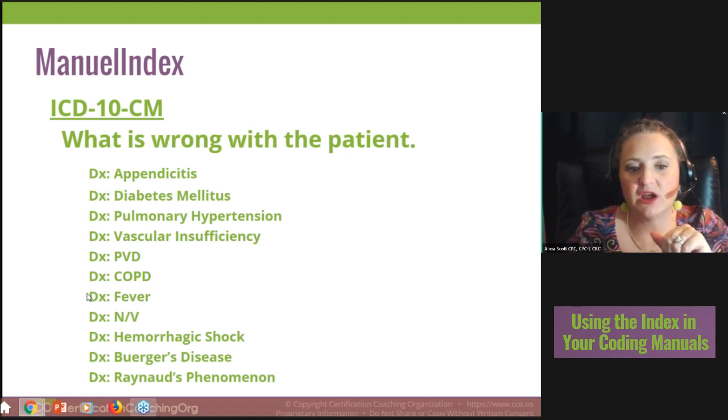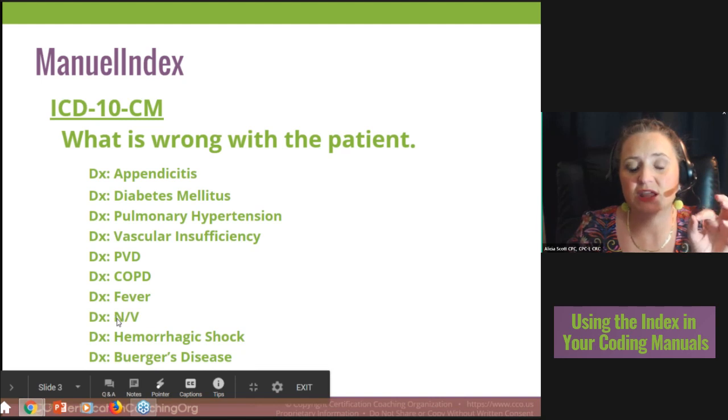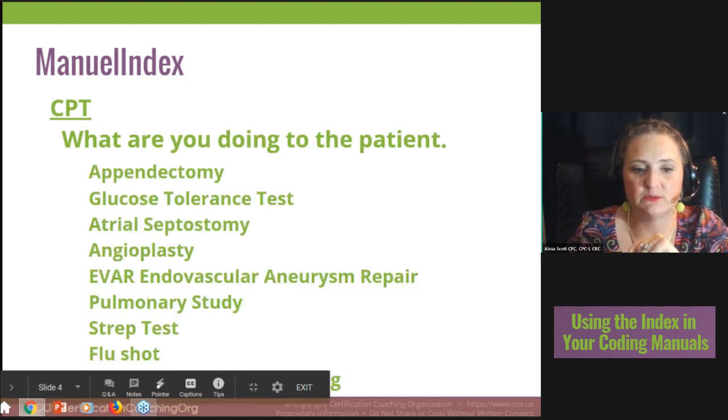We're going to look up either nausea or vomiting, because there is a code for nausea with vomiting, or vomiting with nausea. Hemorrhagic shock, you're going to look up shock and then hemorrhagic.